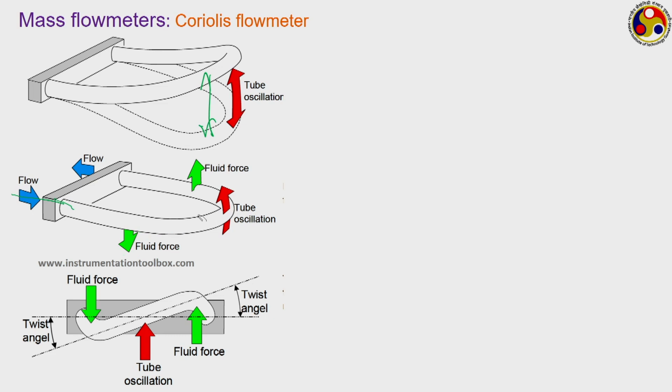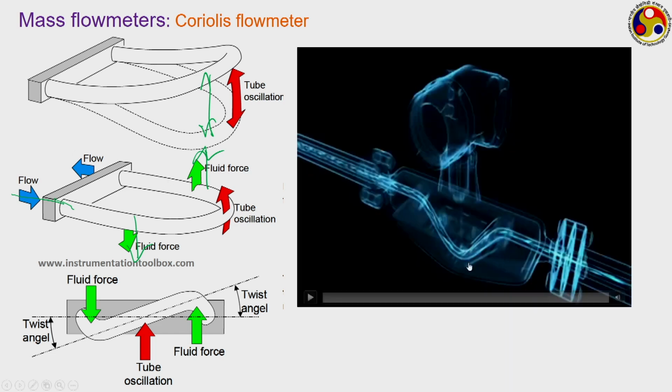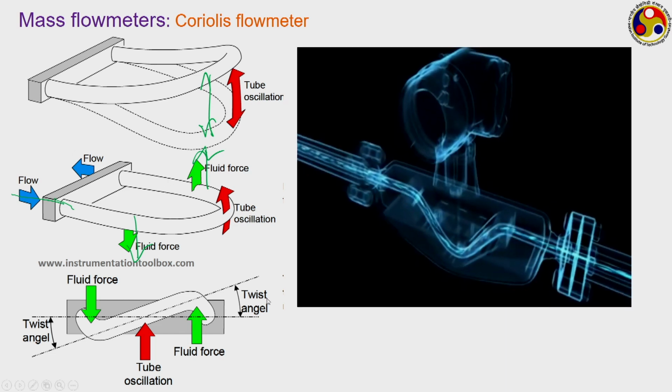Why is this twist coming into the picture? Because the directions of the fluid force are different, like shown here. Here it is acting in this direction, here it is acting in the other direction. So accordingly they are trying to twist the tube or move the tube in opposite directions, leading to this twist. This is just shown in this animation.